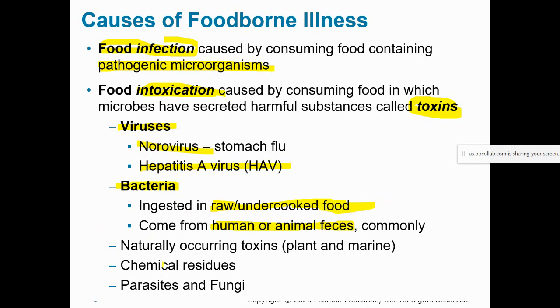And then we'll talk about plant toxins. We will also talk a little bit about chemical residues at the end of the lecture, and we'll talk about parasites and fungi.